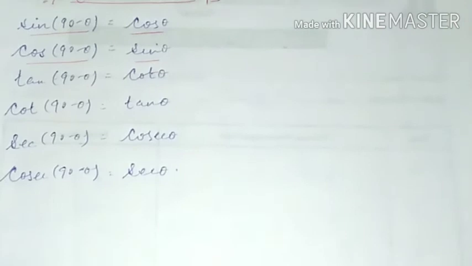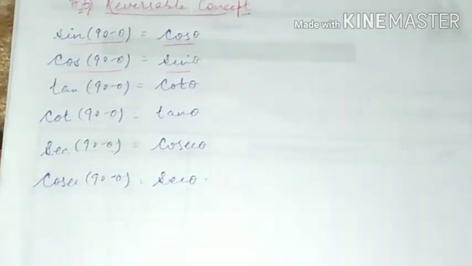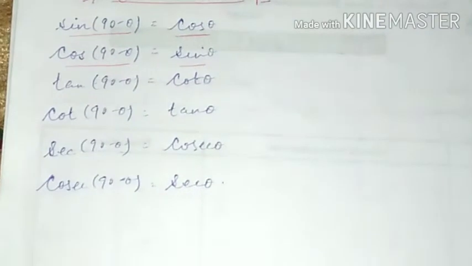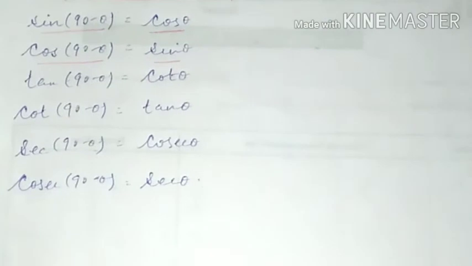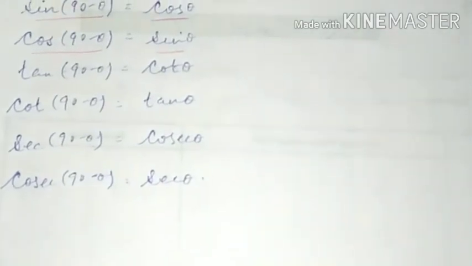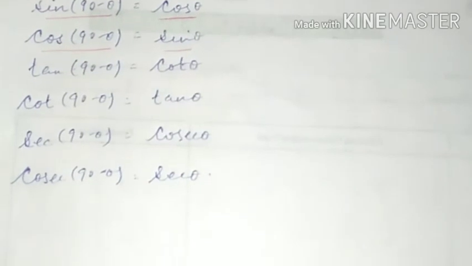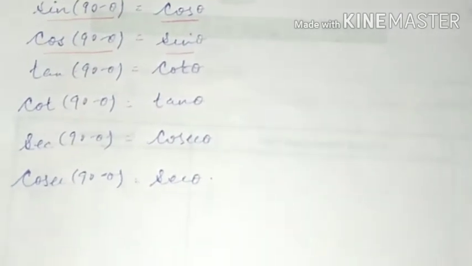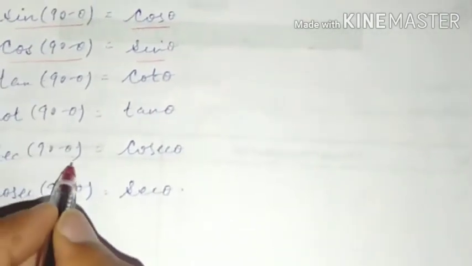So you can see that things are going in a reversible pattern. That is why we learn these all formulas using the concept of reversible pattern, right? So that you can easily learn these all formulas. Now you can see that tan 90 minus theta is equal to cot theta. So cot 90 minus theta is nothing but tan theta. And the next two, sec 90 minus theta is equal to cosec theta, and cosec 90 minus theta is equal to sec theta.